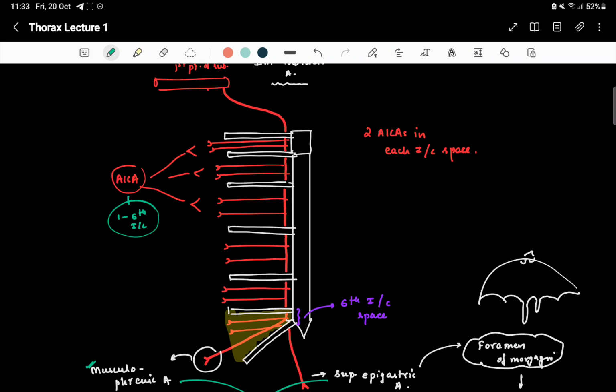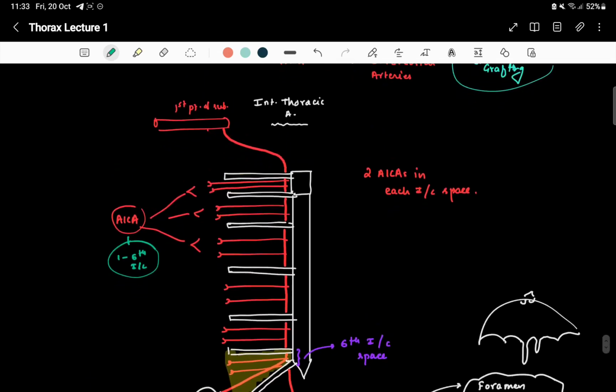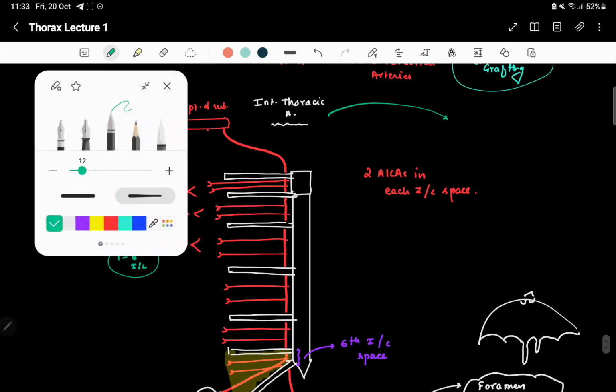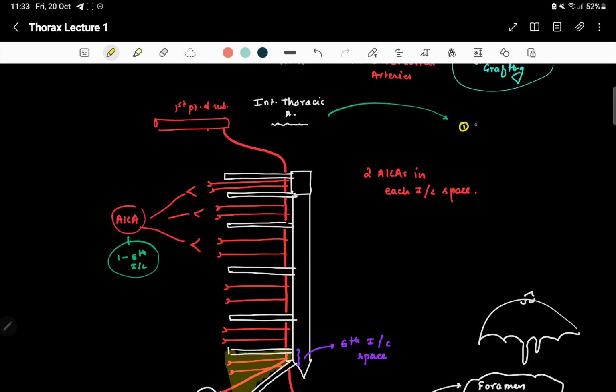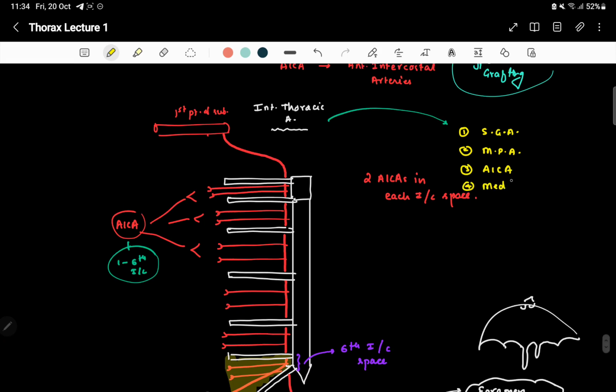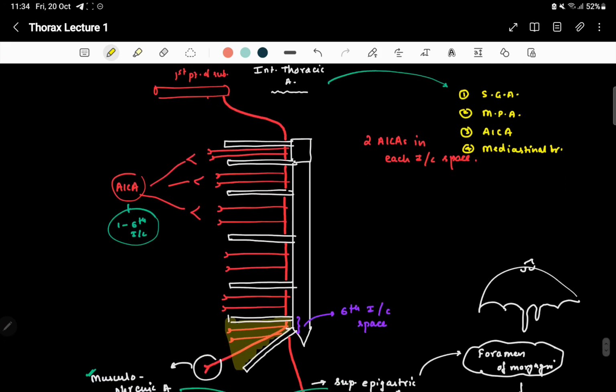Then the branches. What are the branches of your internal thoracic artery? Let me state them. Some other branches are there also. We have the superior epigastric artery, we have discussed it. The musculophrenic artery, we have discussed this. Anterior intercostal arteries. Fourth is a mediastinal branch. I have not shown it in the diagram, but this supplies the remnant of the thymus.